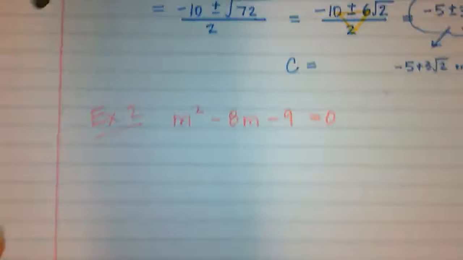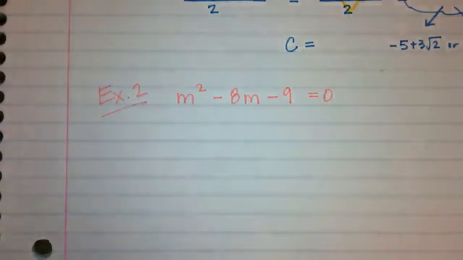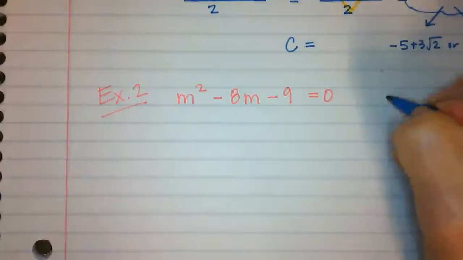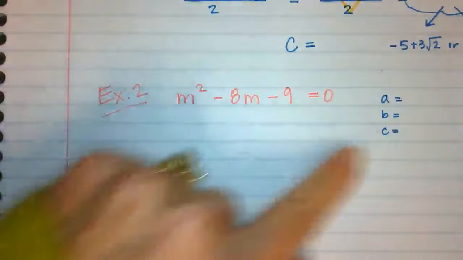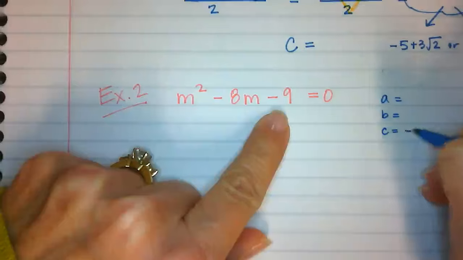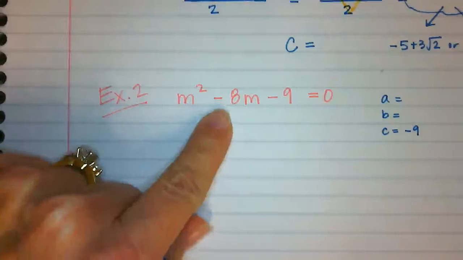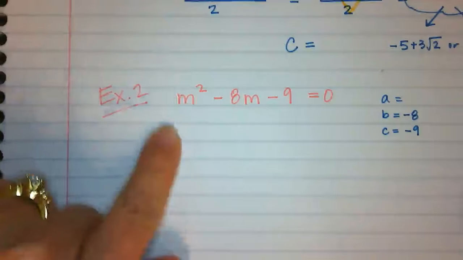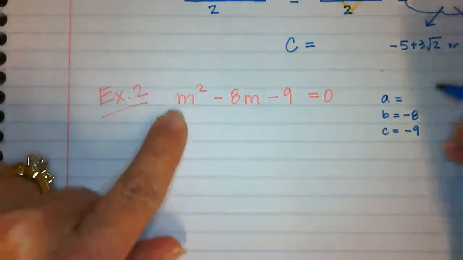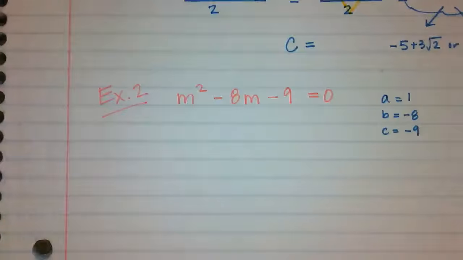All right, so again, I'm going to start by identifying the values of A, B, and C. So C is the constant term, which is negative 9. B is the middle coefficient, which is negative 8. And A is the leading coefficient, which is 1.